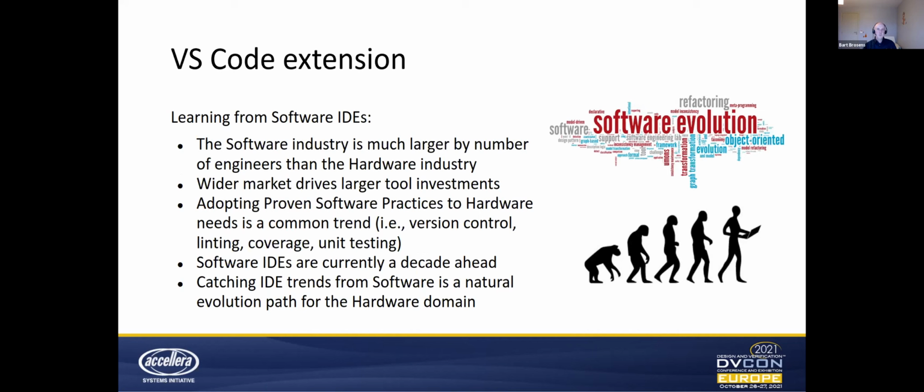But that allows us as hardware developers to adopt proven practices from the software world, also in hardware development, and you're doing that already. You're probably using version control, linting or code coverage, and also unit testing with tools like VUnit becomes more popular. So those practices come from the software world. So it's a good thing, and it's natural to catch up with those trends from the software world in the hardware domain then.